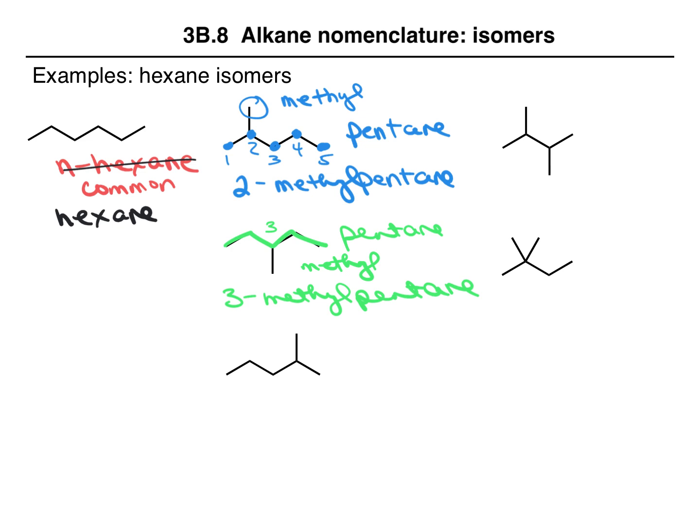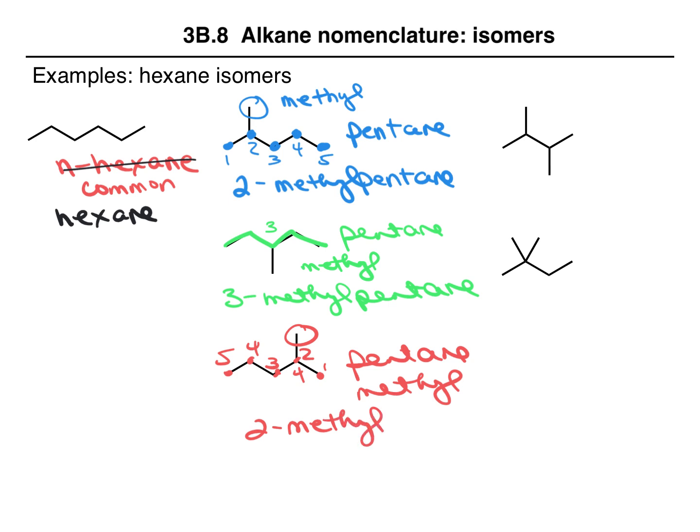Okay, here's another one, and we have 1, 2, 3, 4, 5 carbons, pentane. And here is our methyl branch. If we number left to right, this would be carbon 4, but if we number right to left, this would be 1, 2, 3, 4, 5. So we want to number from right to left, which would give us 2-methylpentane, which is the same as this compound here.